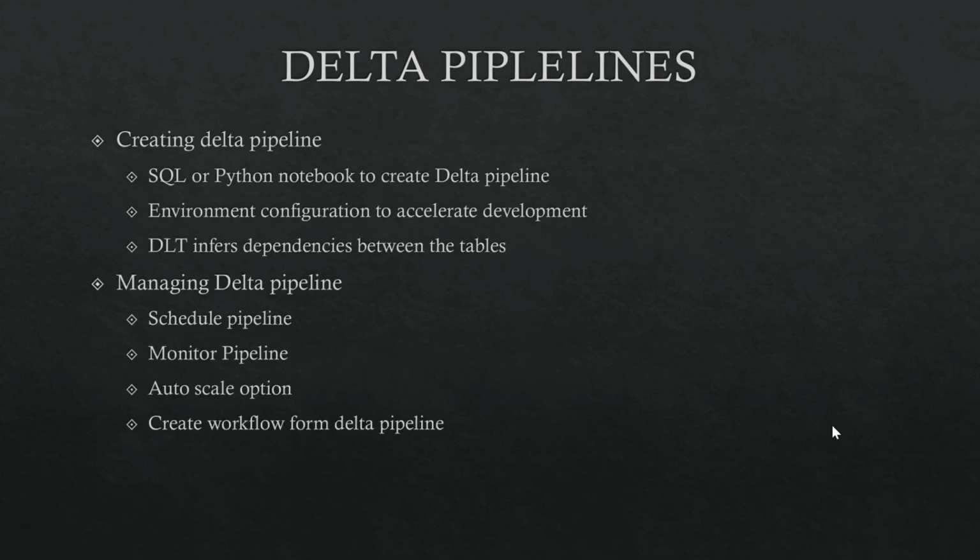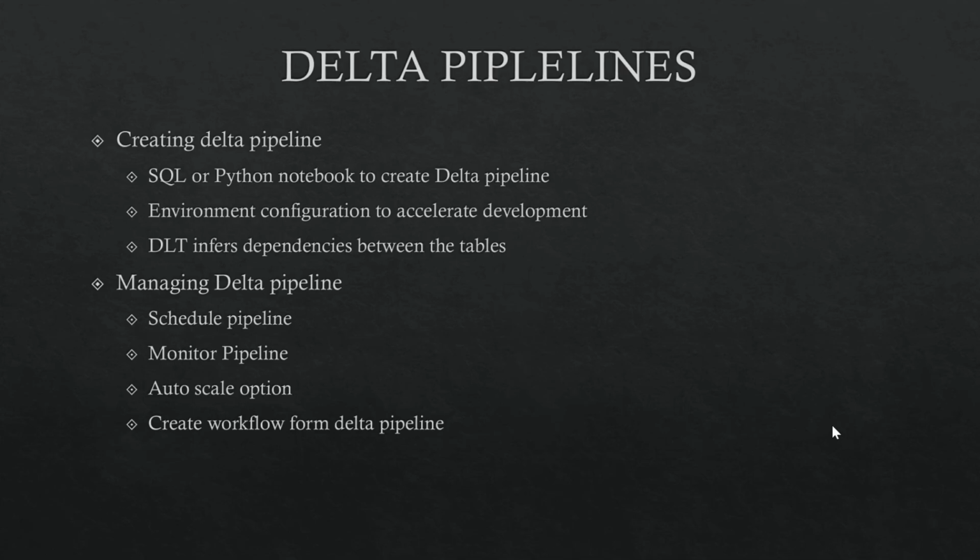Then comes the Delta pipelines. You can create your Delta pipeline with the help of either a SQL notebook or a Python notebook. You can also mention your environment configurations to accelerate development. And DLT actually infers the dependencies between the tables.